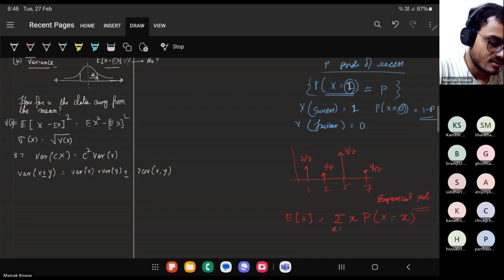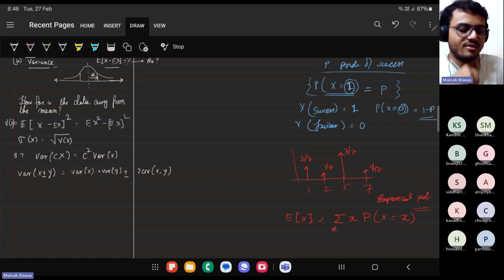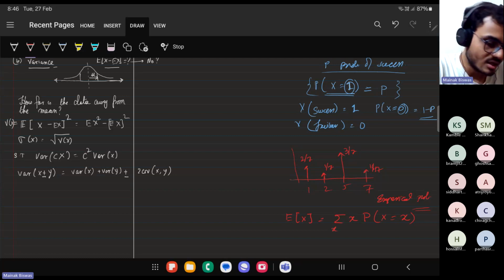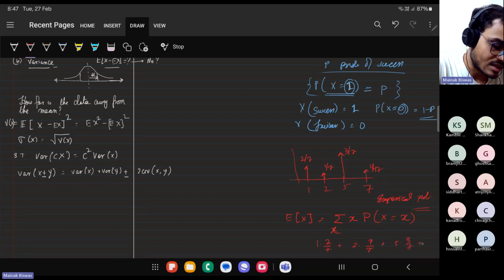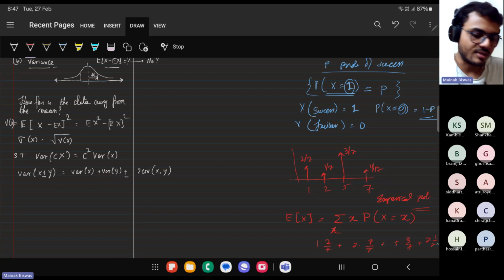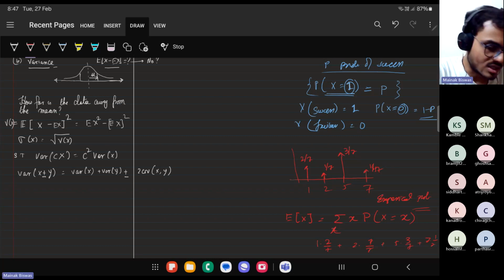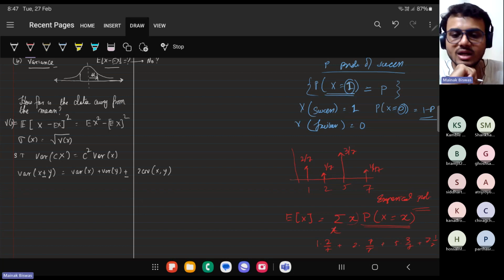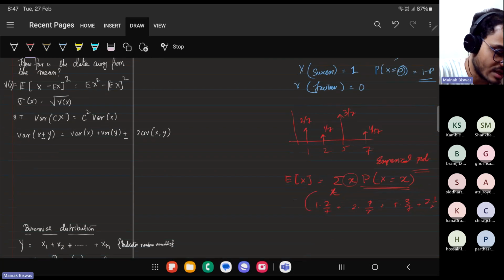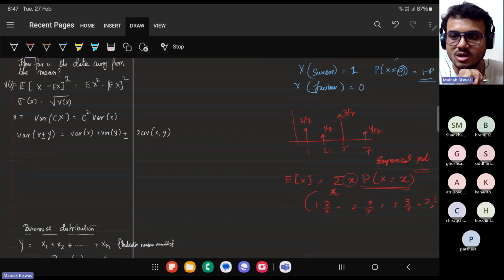Do you agree? Over all the values the random variable takes, this is what we have written. So it is 1 into 2 by 7 plus 2 into 1 by 7 plus 5 into 3 by 7 plus 7 into 1 by 7. It is matching our normal childhood definition of average also, isn't it? So it's just weighing the values the random variable takes by their corresponding probability. I'm just writing whatever I wrote here in terms of PMFs, which O3 just now told me.